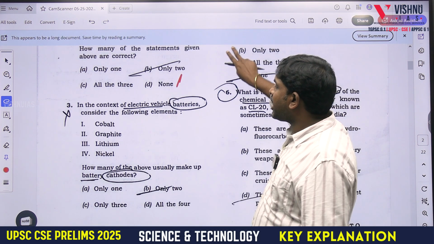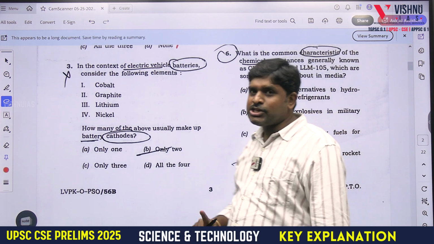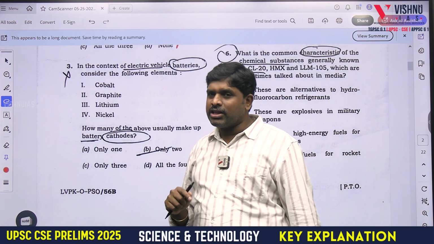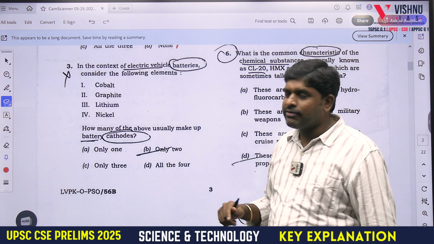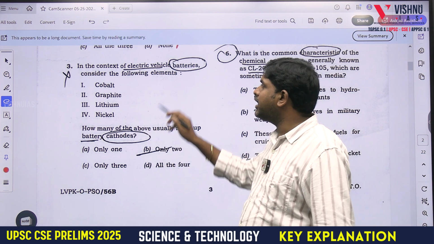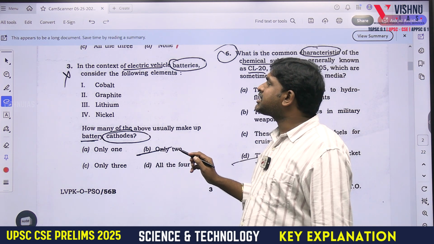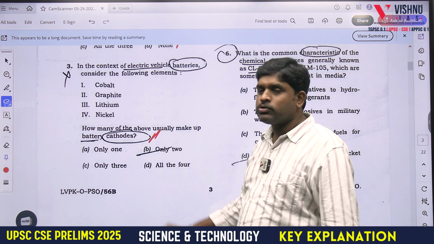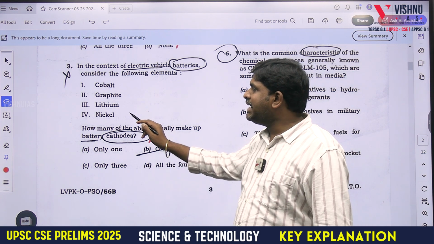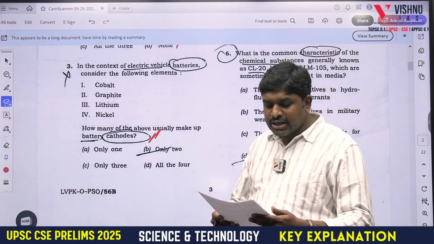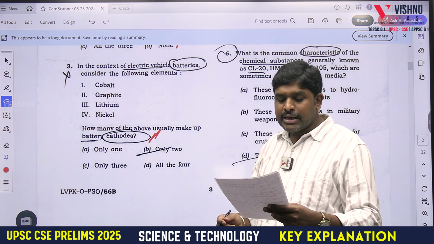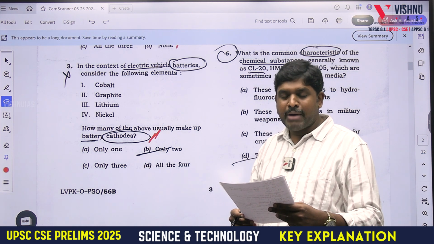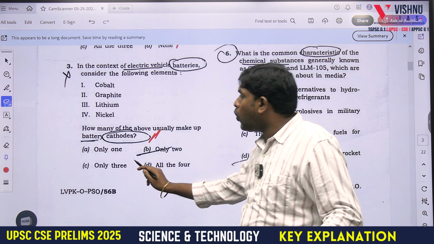Third question, in the context of electric vehicles. In the classroom we discussed electric vehicles are very important this time. See how many questions are from electric vehicles. Second question is from electric vehicles. Electric vehicle batteries, consider the following elements. How many of the above usually make up battery cathodes? So cobalt, graphite, lithium, nickel. From this, the third answer is cobalt, lithium, nickel are usually used in battery cathodes. So answer is only 3.